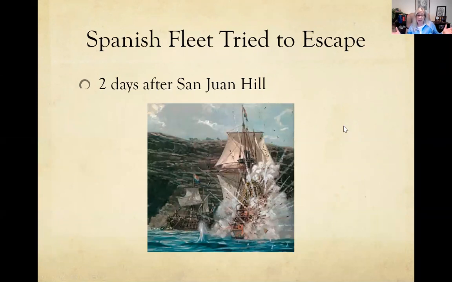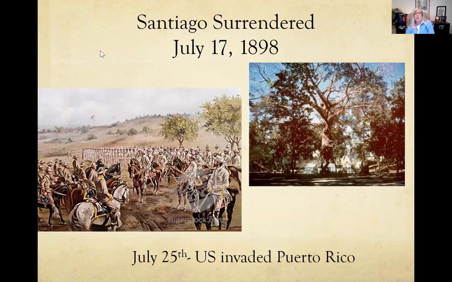Okay, so 2 days afterwards, Spain is trying to escape. We've got a blockade around Cuba. And at that point, the surrender will occur. So the surrender happens in July. When was war declared? April was when war was declared. So April to May, May to June, June to July. So we've got about 3 months or so for this entire war that's fought in the Philippines and Cuba. And we've got the surrender.